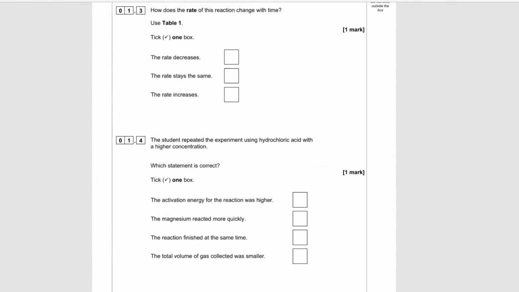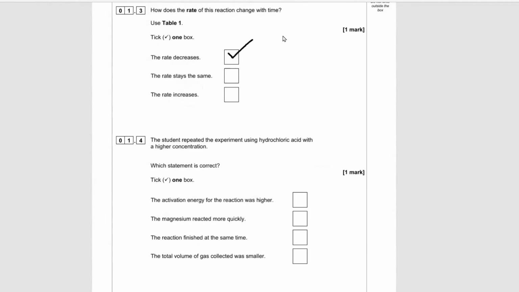Now, 1.3, how does the rate of this reaction change with time? Have a think about that. So what happens to the speed of the reaction over time? Think about the shape of the graph we just drew. You might want to pause the video, try and see if you can work out the answer. The answer is that the rate decreases.